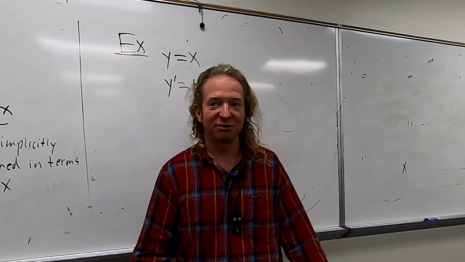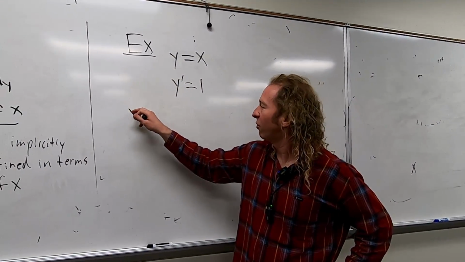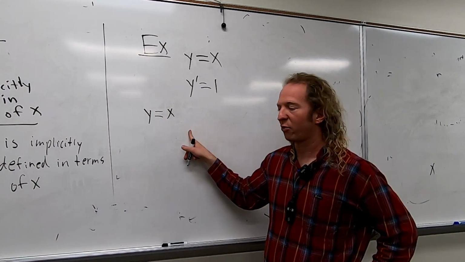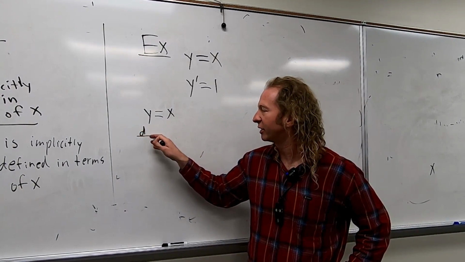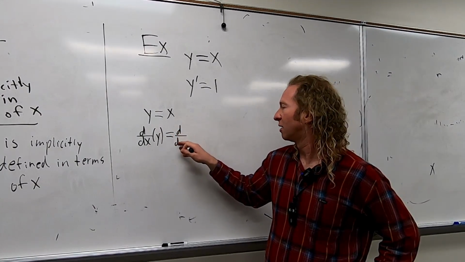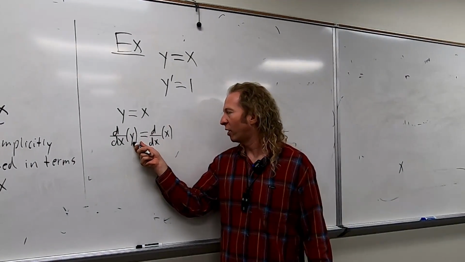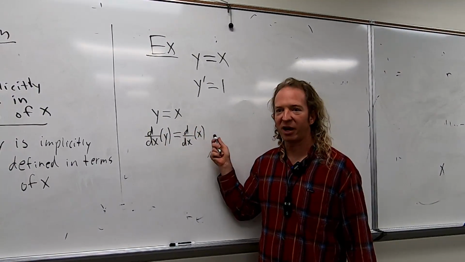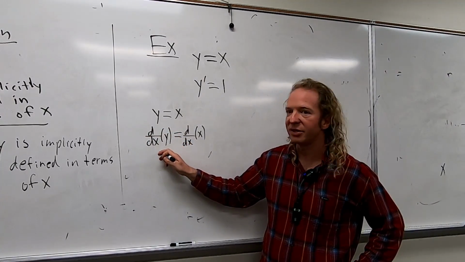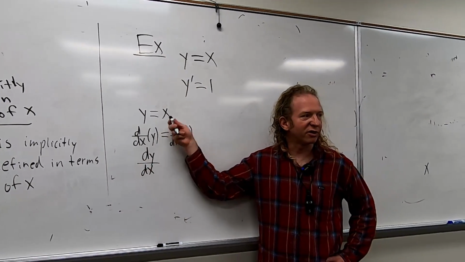Let's overcomplicate it, because it's good for us. So let's take the derivative of both sides with respect to x. So if we have y equals x, we can take the derivative of the left-hand side and the derivative of the right-hand side. To do that, we use this notation here, d dx of y equals d dx of x. You could overcomplicate it by saying, hey, take the derivative of y. You could also write d dx of y as dy dx. It's the same thing as y prime, so life is good.